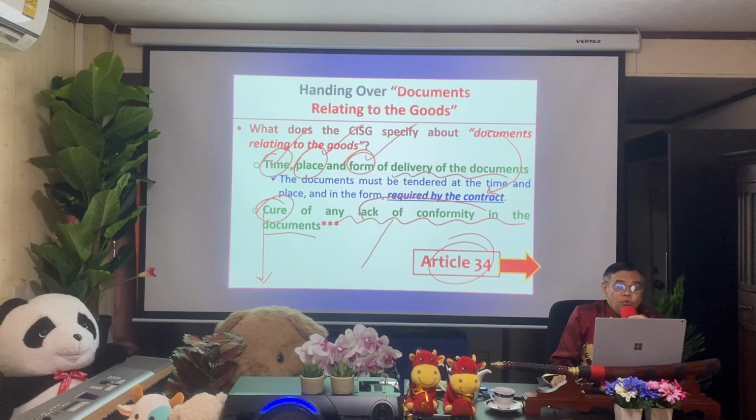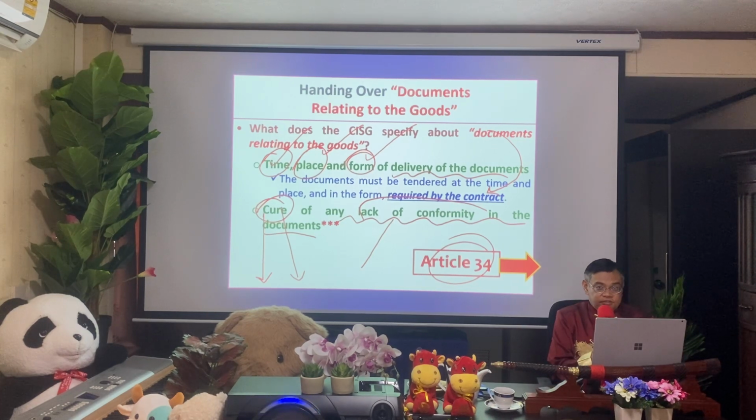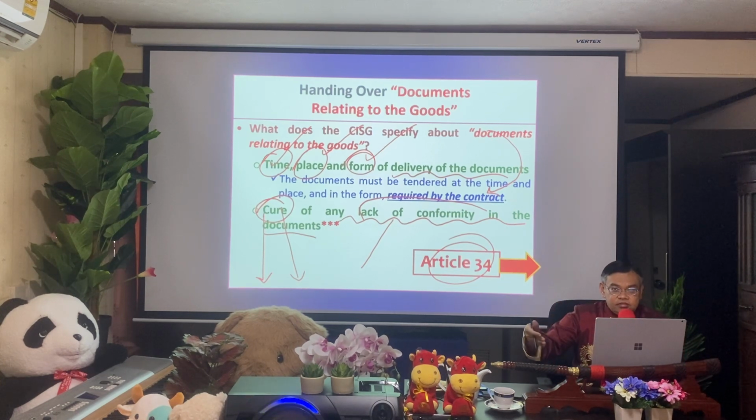The rationale of cure here is to give a chance to the seller to put right something which is wrong with respect to documents relating to goods. If a breach occurs, of course, the CISG sets various remedies, including the right to claim damages, and also the right to put the contract to an end, i.e. the right to terminate or to avoid the contract.